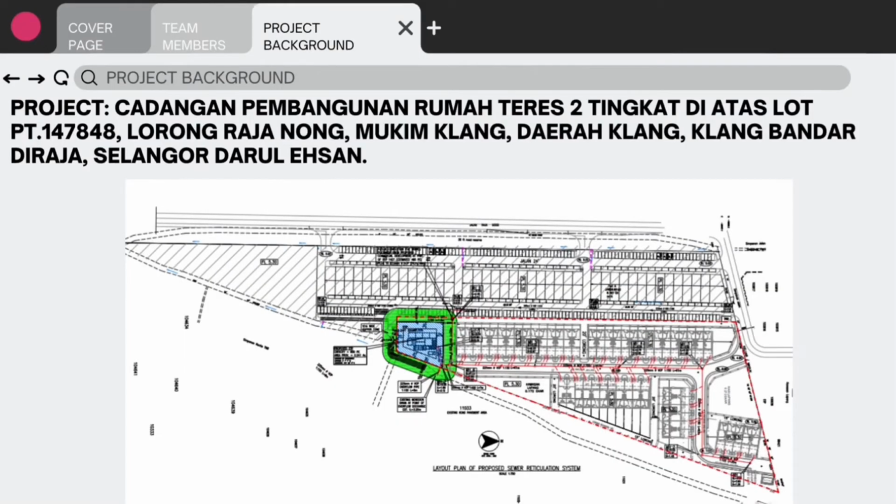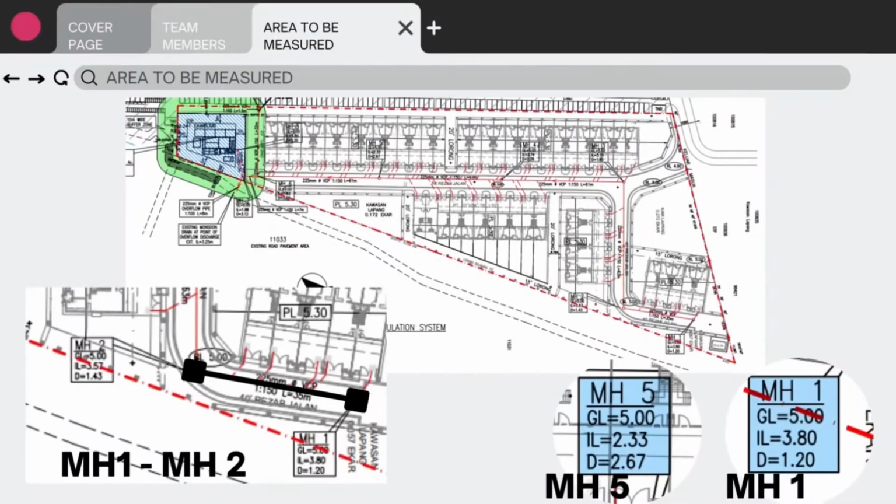Our project title is Cadangan Pembangunan Rumah Teres 2 tingkat di atas lot PT 147848, Lorong Raja Nong, Mukim Kelang, Daerah Kelang, Kelang Bandar Diraja, Selangor Darul Ehsan. Now, we are looking at the area of sewerage to be measured for this proposed project. As you can see, we have plotted the main components, consisting of 8 lines of sewer pipe and 9 manholes.